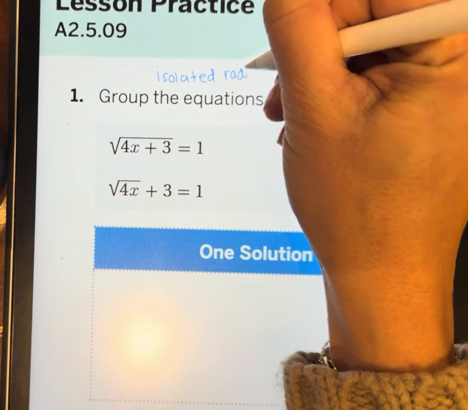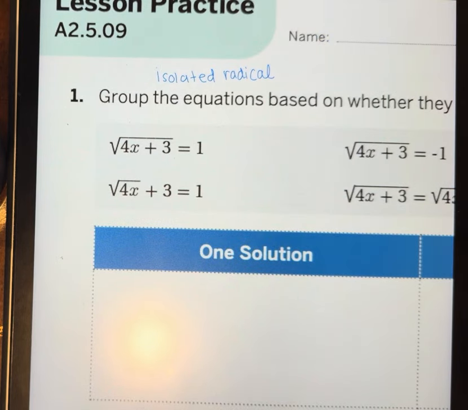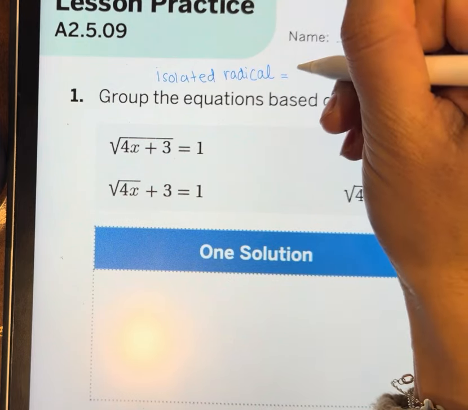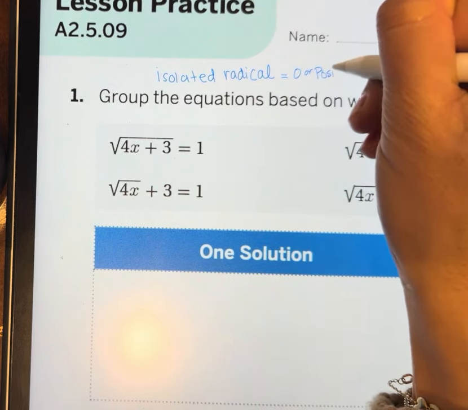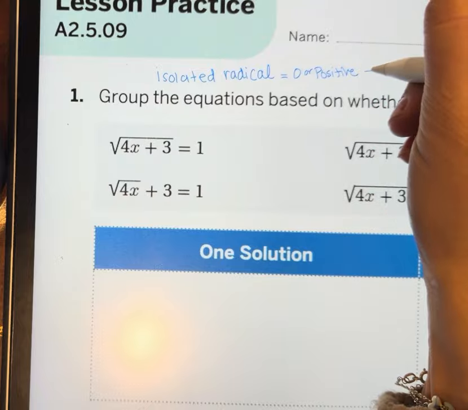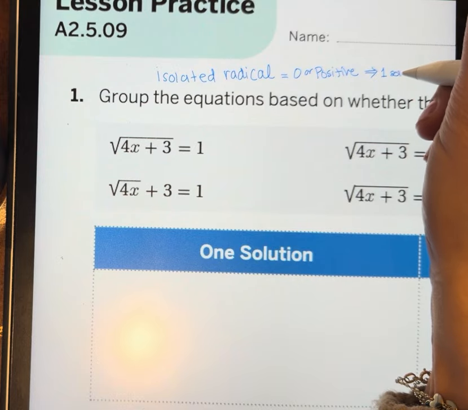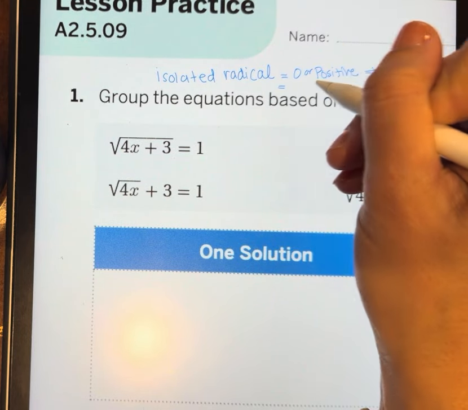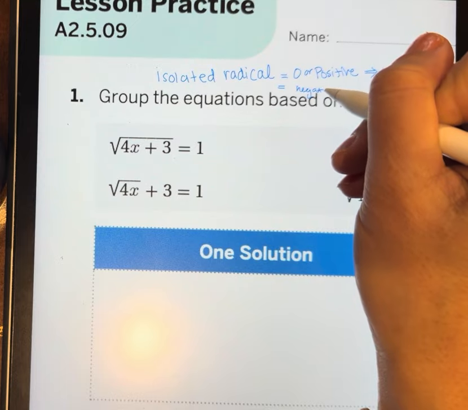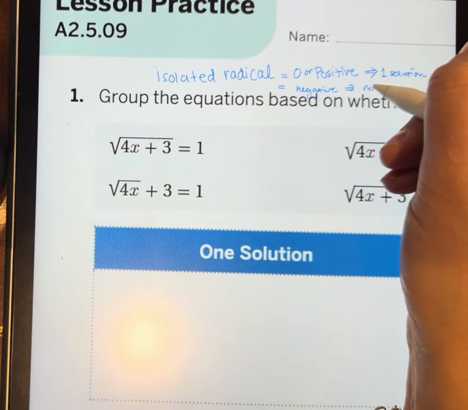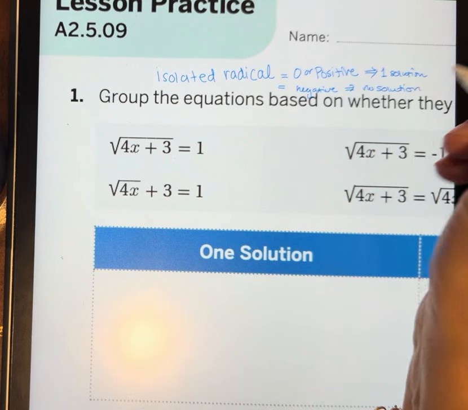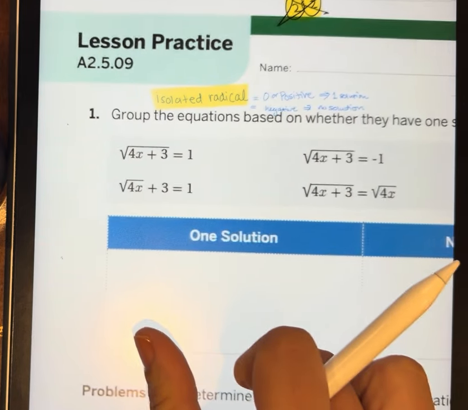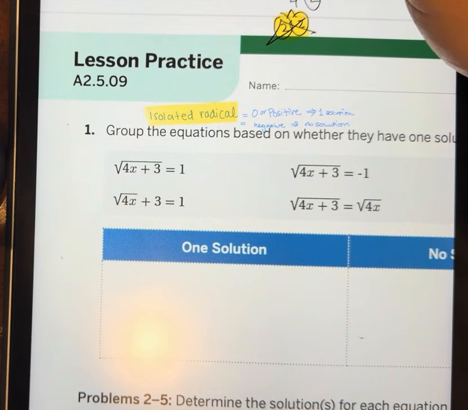radical, I can tell. Because my isolated radical, if it equals a 0 or positive number, then that means that there is one solution. If my isolated radical equals a negative number, then there is no solution. And if you're wondering what I'm talking about with isolated radical, this problem right here is going to explain it all. It's going to make perfect sense after this.